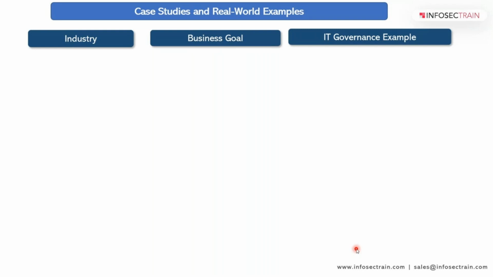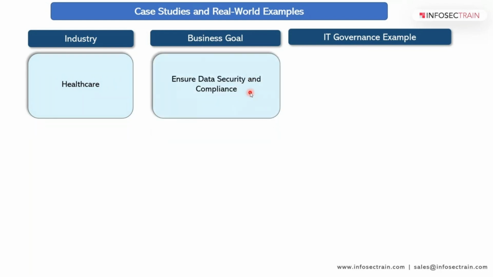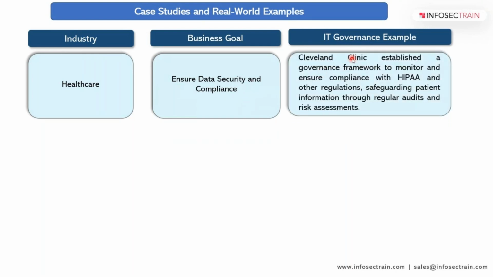Okay. Now you see three columns here: industry, business goal, and IT governance example. So let's consider one scenario, one case study of healthcare. The business goal of healthcare is to ensure data security and compliance. So what will be the IT governance example? Cleveland Clinic established a governance framework. We are talking about healthcare, okay?